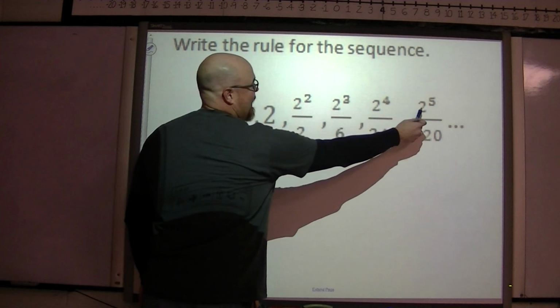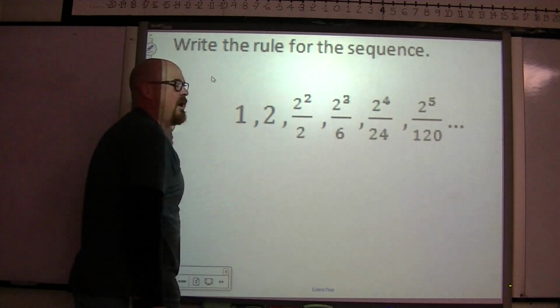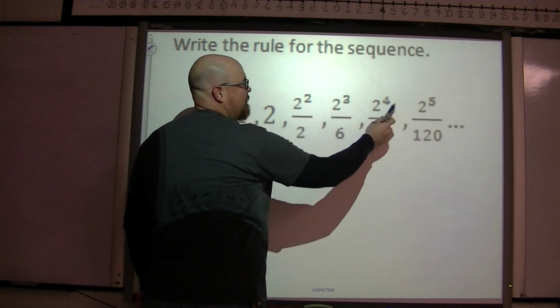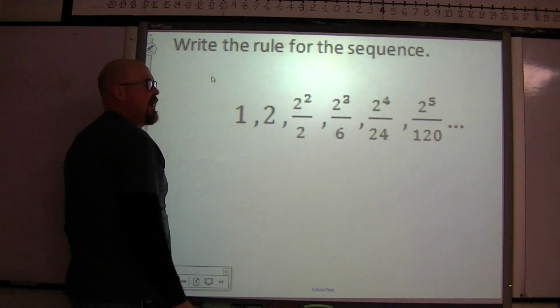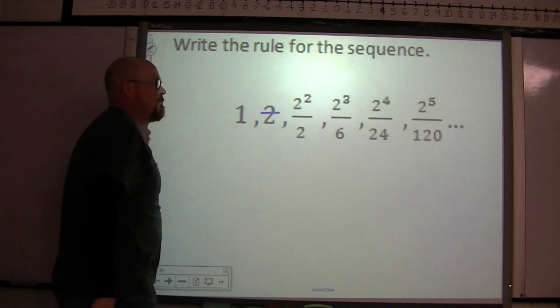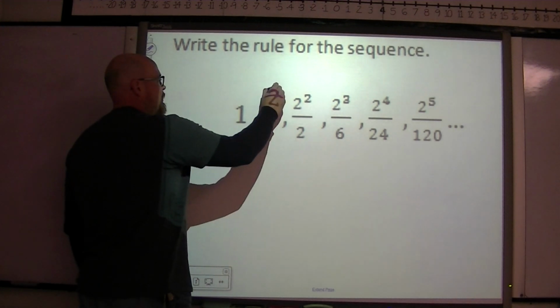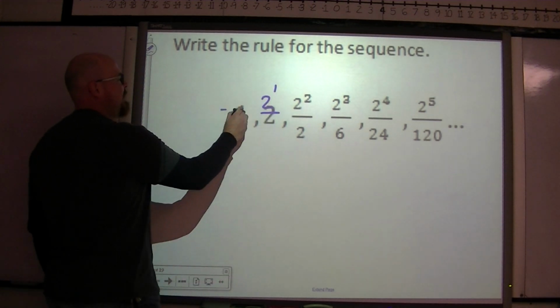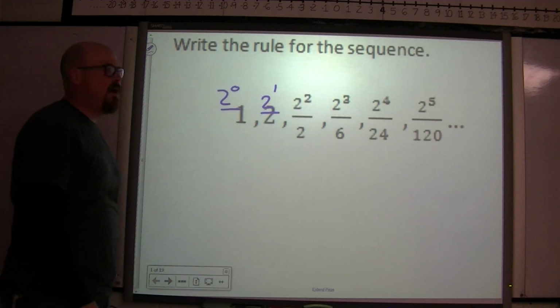It's probably a lot easier if we look from the back to the front here. You can see that we have 2 to the 5th, 2 to the 4th, 2 to the 3rd, 2 squared. So naturally, I have a 2 here, right? But what would that be? That would be 2 to the 1st. This would be 2 to the 0 power, okay?